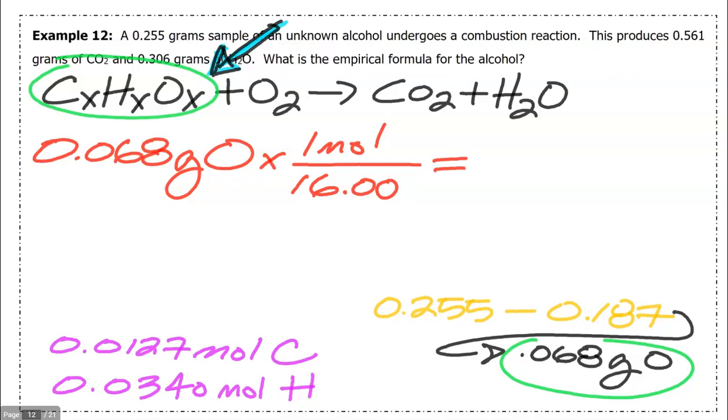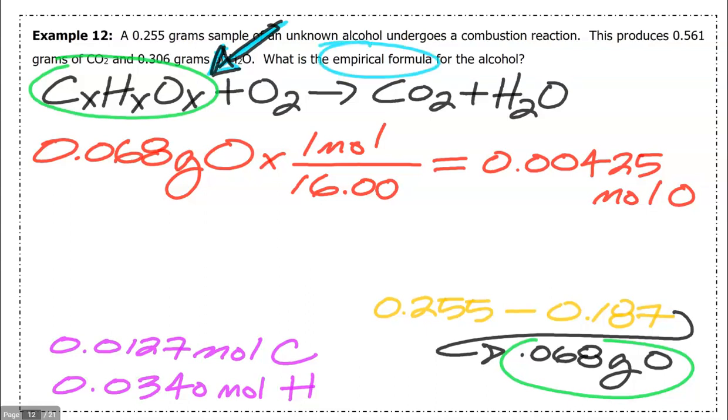So when you do this, you're going to get 0.00425. Probably should have 3 sig figs, really should have had a 0 there, but that's fine. Okay, now that we have moles of oxygen, we have moles of everything. We have all three of our chemicals, now all in moles: carbon, hydrogen, and oxygen. We have everything we want. So now it's standard empirical formula.